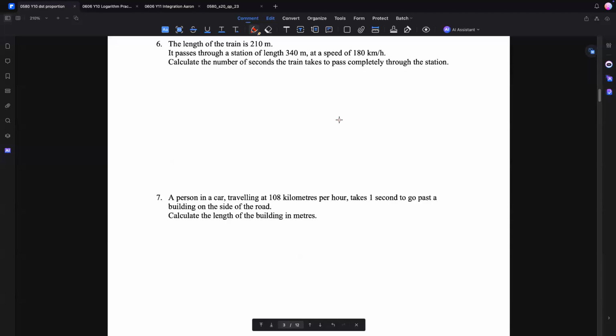Okay, let's discuss number 6. The length of the train is 210 meters. It passes through a station of length 340 meters at a speed of 180 kilometers per hour. Calculate the number of seconds the train takes to pass completely through the station. Okay, so we need to find our time. So what is our formula going to be?